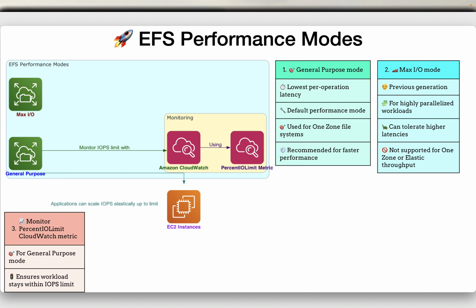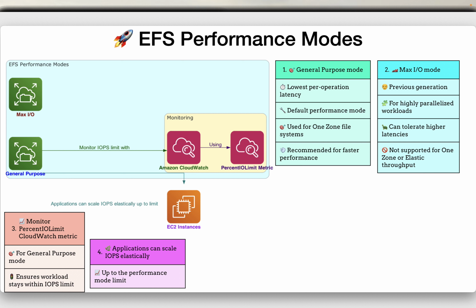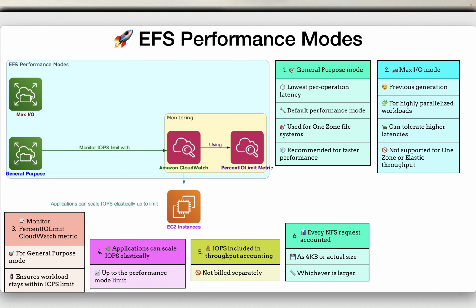To ensure your workload stays within the IOPS limit available to file systems using General Purpose performance mode, you can monitor the PercentIOLimit CloudWatch metric. Applications can scale their IOPS elastically up to the limit associated with the chosen performance mode. You are not billed separately for IOPS. They are included in a file system's throughput accounting. Every Network File System, NFS, request is accounted for as 4 kilobytes, 4 KB, of throughput, or its actual request and response size, whichever is larger.